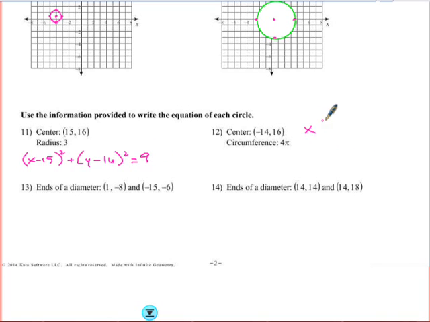Here, because negative 14 is the x value, that means that in the equation it's going to be x plus 14, because the general form has a minus. So when the number is negative, it changes the sign inside to a plus, but you guys know that. And then if the circumference is 4 pi, that means 2 pi r equals 4 pi. I don't know why I put that there. It's supposed to be an equal sign. It came off looking like a squared.